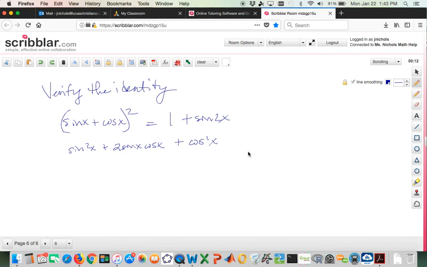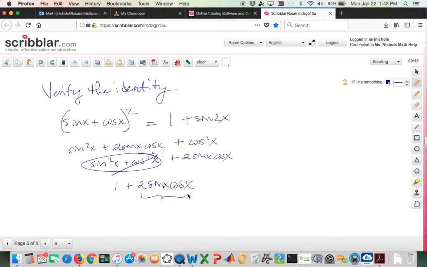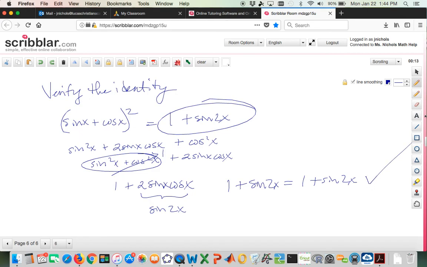Then I will have sine squared x plus 2 sine x cosine x plus cosine squared x. Sine squared plus cosine squared is 1. I can rewrite this, moving the 2 sine x cosine x to the end, so I have 1 plus 2 sine x cosine x. 2 sine x cosine x is from the double angle formula. This is sine of 2x. So I have 1 plus sine 2x is equal to 1 plus sine 2x, which is what I was looking for up here. Final answer.